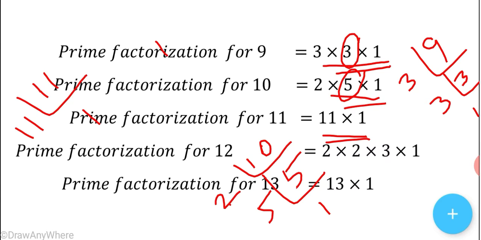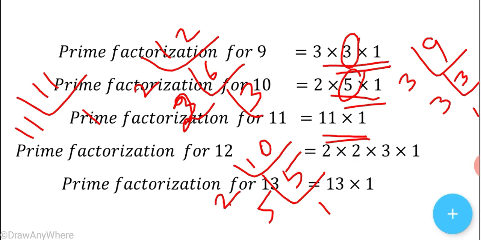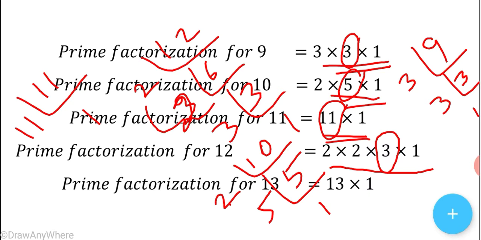For 12: 2 sixes, 2 twos, 3, so 2 twos are 4, and 4 threes are 12. So the prime factorization of 12 is 2 into 2 into 3 into 1. Here the highest prime factor for 12 is 3, and the highest prime factor for 11 is 11. For 13: 13 is divisible by 13, so 13 into 1.